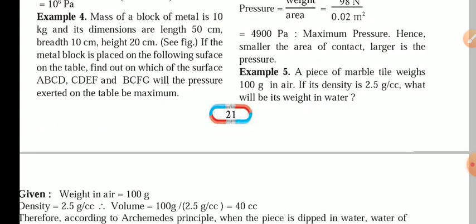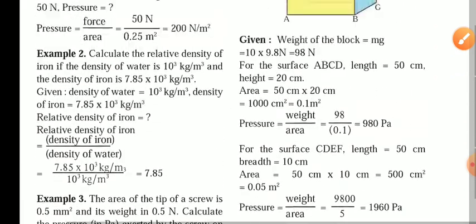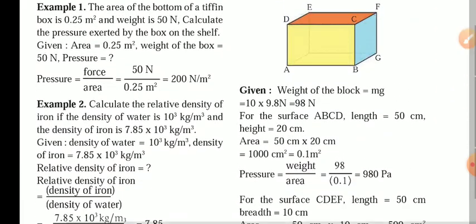Example number 4. Mass of a block of metal is 10 kilogram and its dimensions are length 50 centimeter, breadth 10 centimeter, height 20 centimeter. If the metal block is placed on the following surfaces on the table, find out on which of the surfaces A, B, C, D, C, D, E, F and B, C, F, G will the pressure exerted on the table be maximum. Means we have to find out which surface will produce more pressure on the surface of the table.